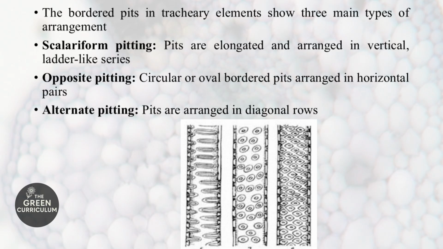So look into the diagram. In scalariform pitting, pits are elongated, and they are arranged in a vertical ladder-like series. So the pits are elongated in shape, and they are arranged one on top of the other. So it looks like a parallel series. It resembles a ladder, so the name scalariform pitting. And in opposite pitting, the pits are circular or oval in shape, and they are arranged as horizontal pairs. And the third one, alternate pitting, the third one in the diagram, the pits are arranged in diagonal rows.